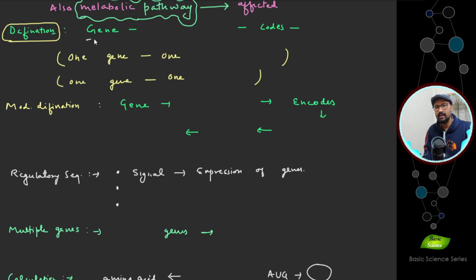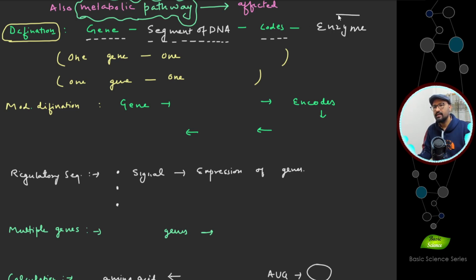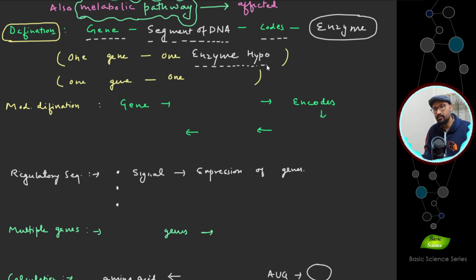The definition of the gene is basically that a gene will be a segment of a DNA molecule. This is one part of the definition, a segment of the DNA molecule, because the information will come from the DNA that will encode what? An enzyme. This is one of the important hypotheses, also known as the one gene, one enzyme hypothesis. This is one of the key hypotheses. Later it was found out that it is one gene, one polypeptide.